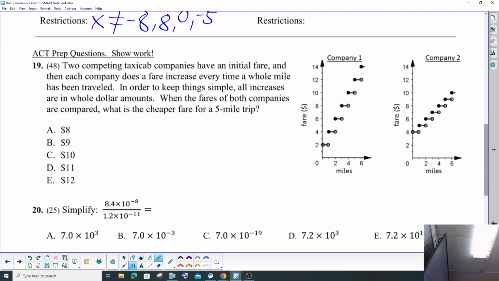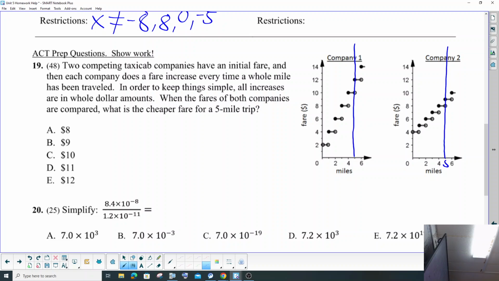Whoa, that's crazy. Let's see, for a 5-mile trip, huh? So a 5-mile trip is going to be here, it looks like. And here's a 5-mile trip right there. Okay, so the fare goes up every mile, right? Let's see. When the fares of both companies are compared, what is the cheaper fare for a 5-mile trip? Interesting.